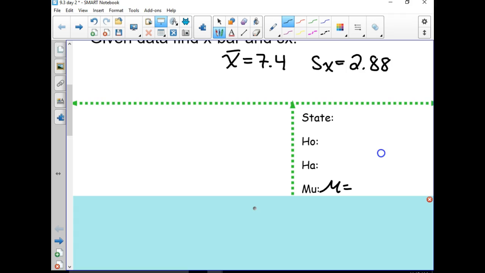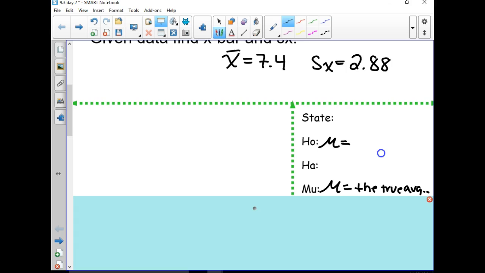And we start the sentence off as the true average. Describe the situation for me then. So the true average of whatever's going on. Your null hypothesis will always be mu is equal to something. Your alternative hypothesis will be what are we suspicious of?